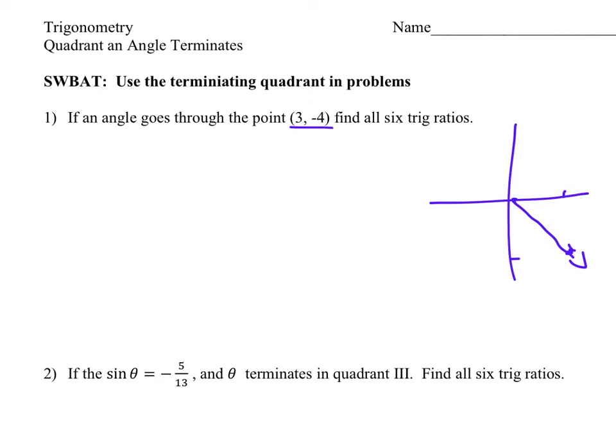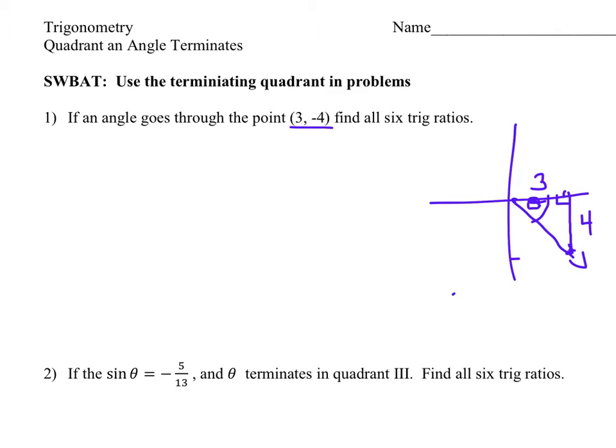And what we do is we draw a right triangle to the x-axis, just like we did yesterday, but now we're actually going to find these values. So this is always our theta, always with the x-axis and the terminating side. Then we have a right angle, and since this was 3 here, this value is 3, and that was -4, so this is 4.